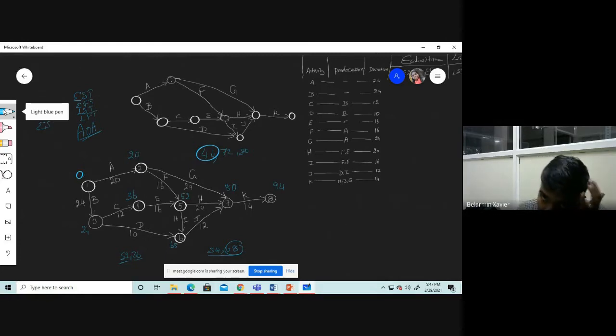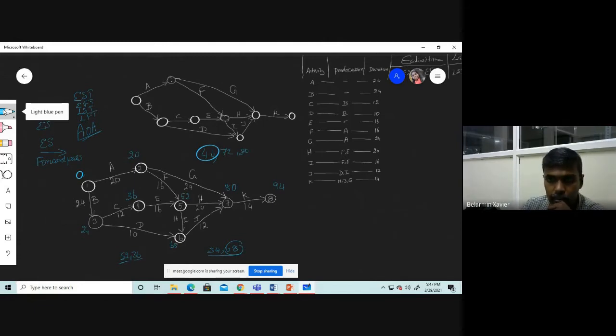Okay. So this way of calculating from the starting node to the ending node, that is from left to right, based upon earliest start, how early my activity can be started, this calculation based upon the earliest start is known as forward pass. Forward pass.